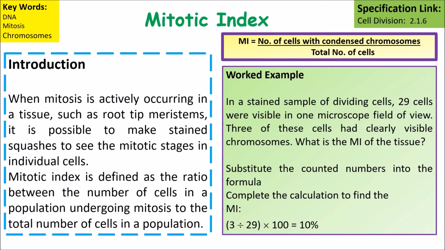So for instance, if we have 29 cells in the sample, and we can clearly see the chromosomes in 3 cells, you would divide 3 by 29, then times that by 100, which would give you the percentage of the cells that were undergoing mitosis at that time, and that would be your mitotic index.